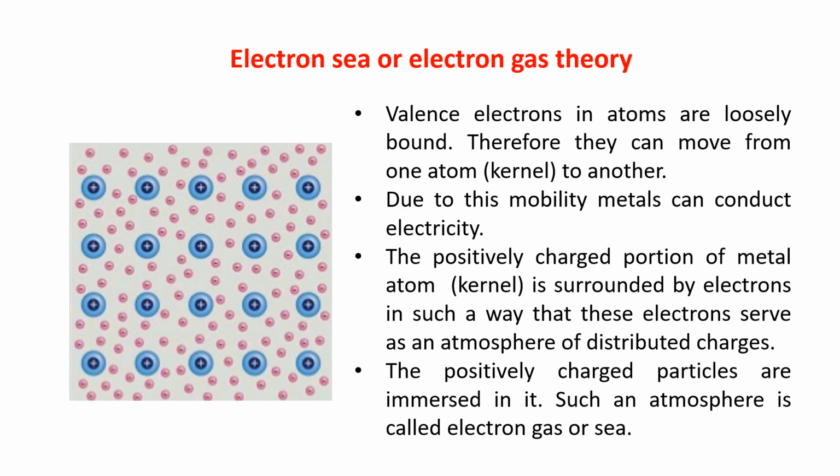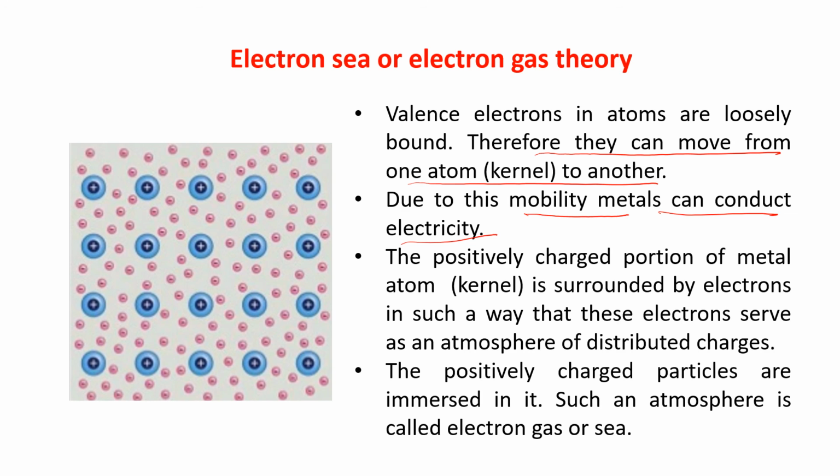Now, this you have already read in standard 11 in atomic structure, just a recapitulation of that. Valence electrons in atoms are loosely bound. Therefore, they can move from one atom, that is kernel, to another. Due to this mobility, metals can conduct electricity.